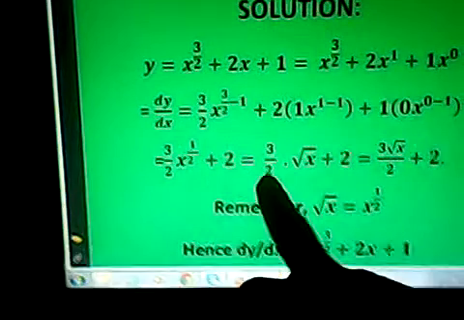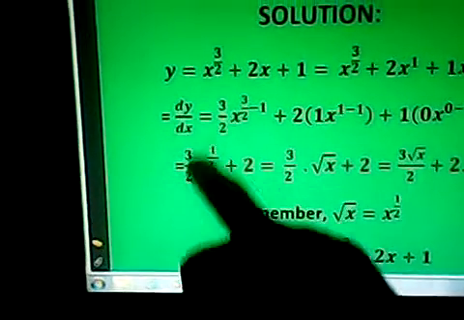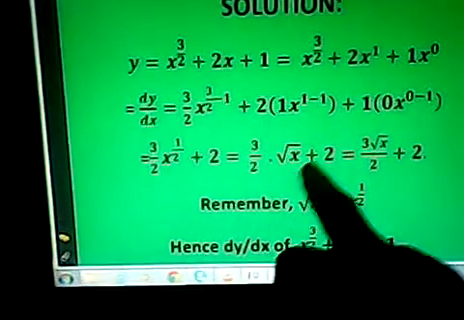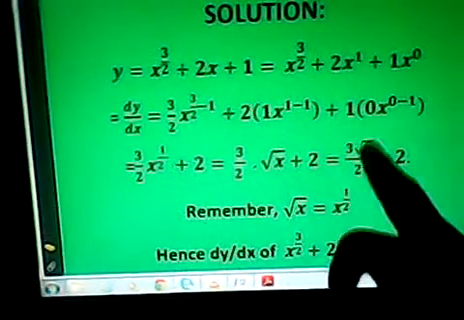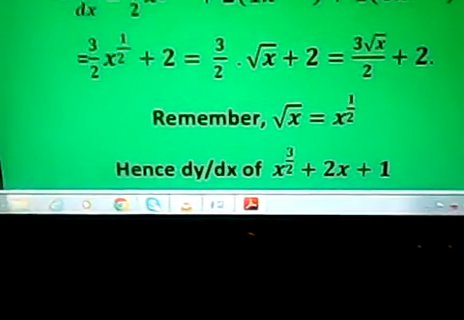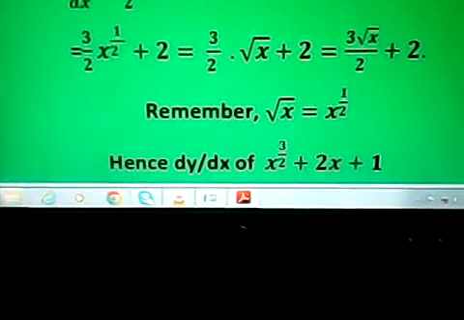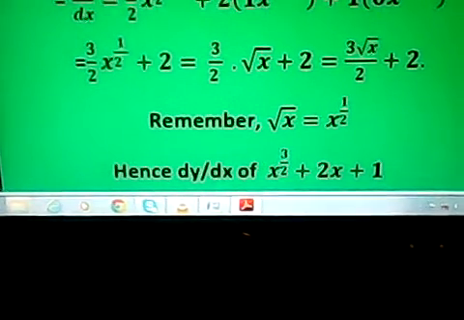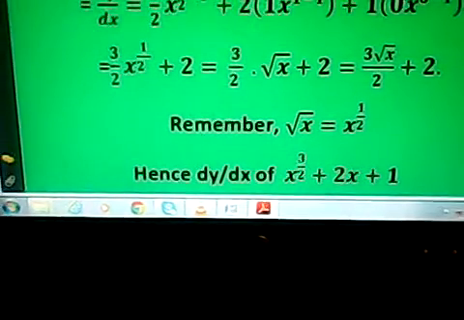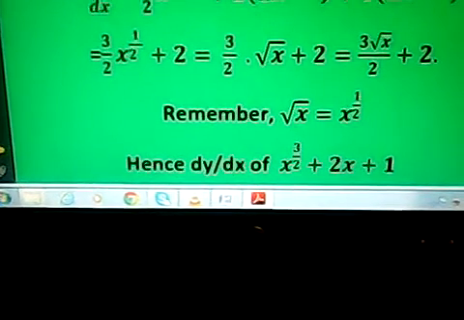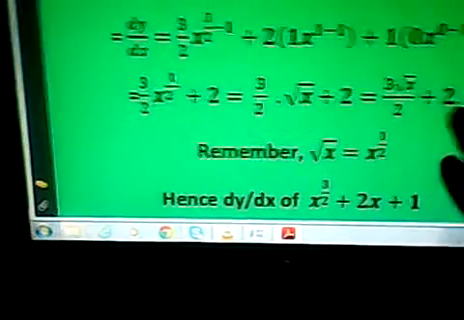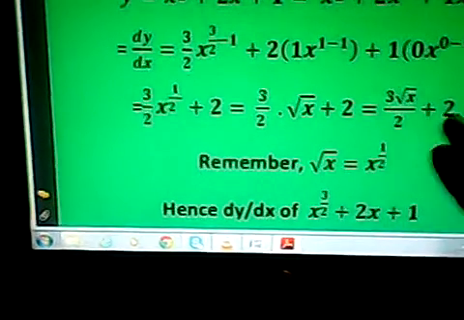Now we have 3 over 2. Converting this one to a radical, x raised to the power half is root x. So 3 over 2 root x plus 2. And then that is 3 root x over 2 plus 2. From laws of indices, we have that root x is x raised to the power half. So our derivative is 3 root x over 2 plus 2.